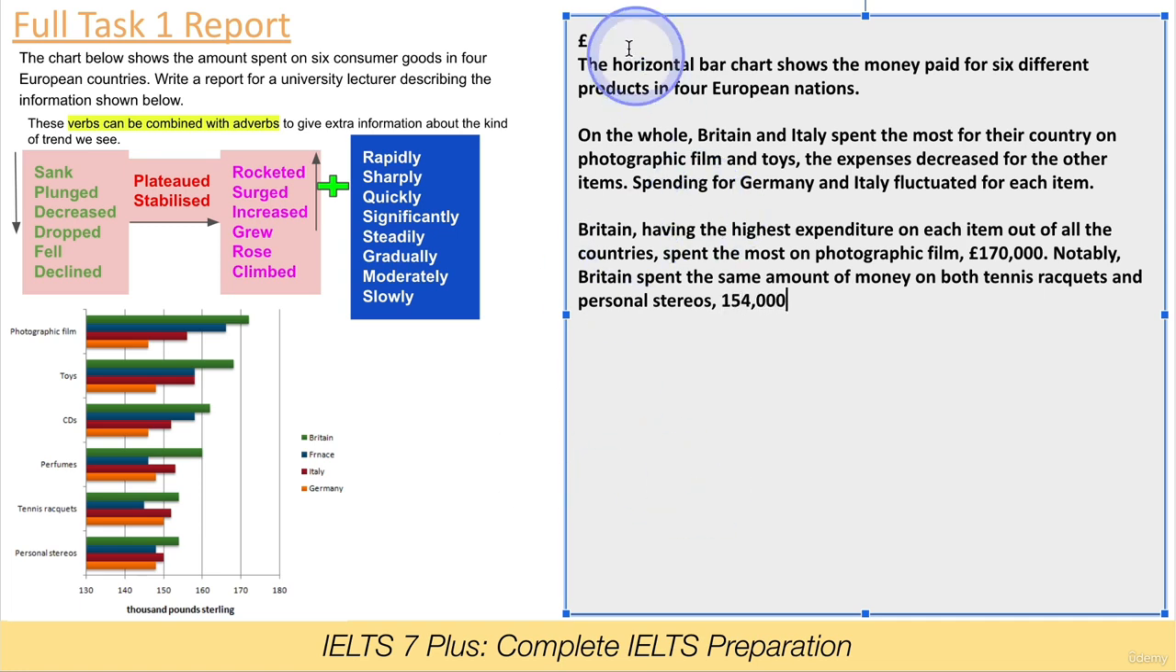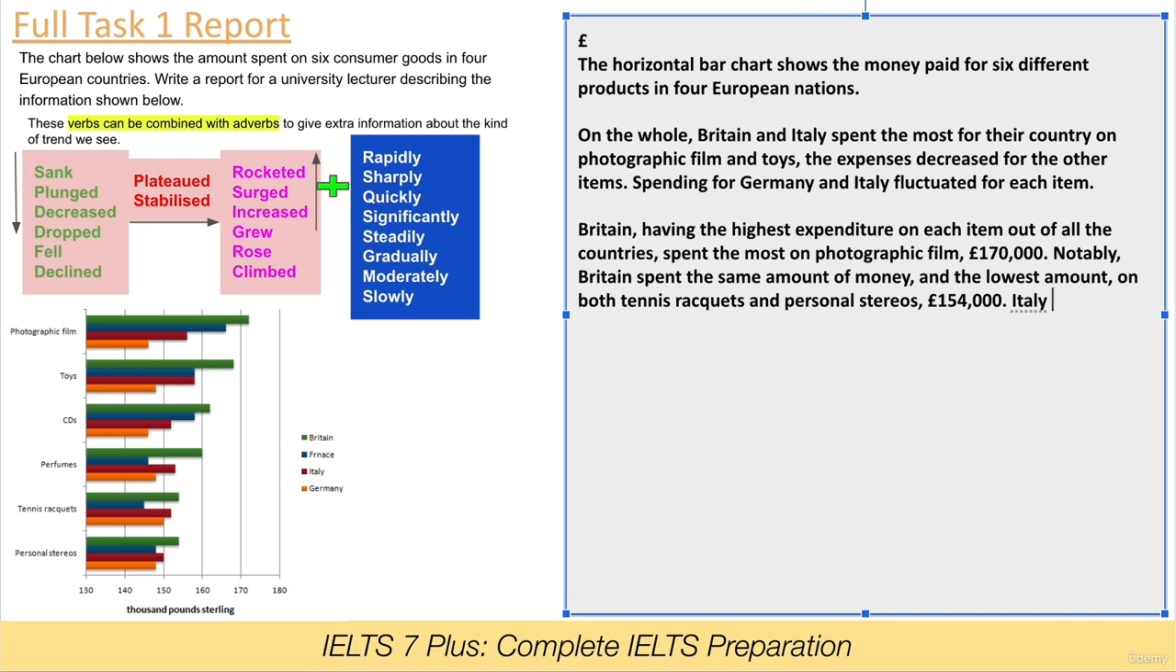154,000. And this was also Britain's lowest, the lowest amount that they spent. So Britain spent the same amount of money and the lowest amount on both tennis rackets and personal stereos at £154,000. Okay, so we're describing what's happening here. So we can now maybe move on to Italy. What's happening with Italy?